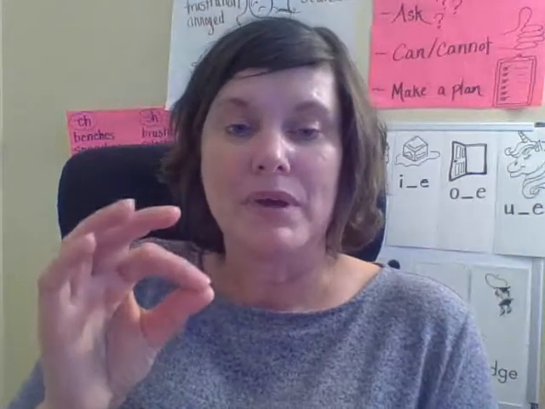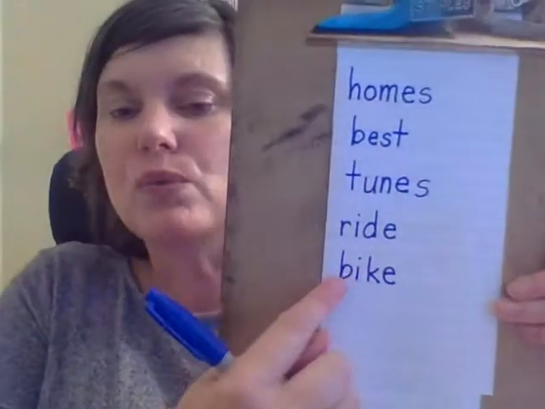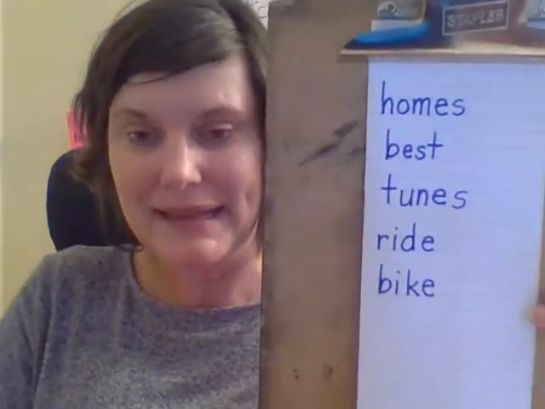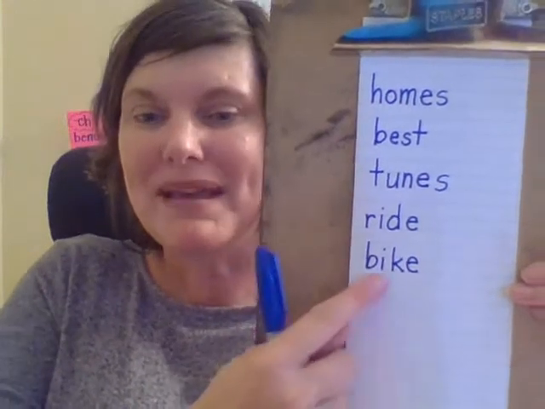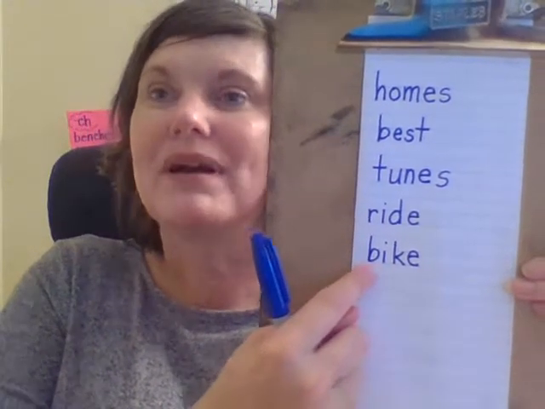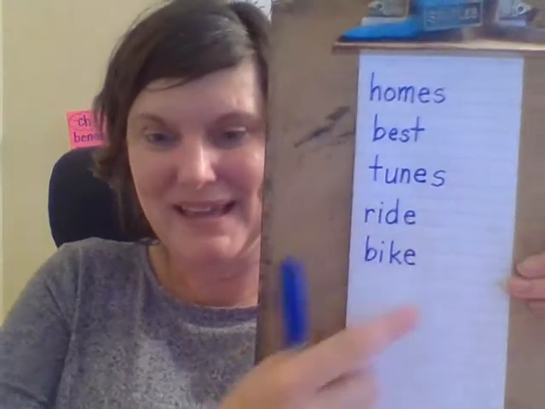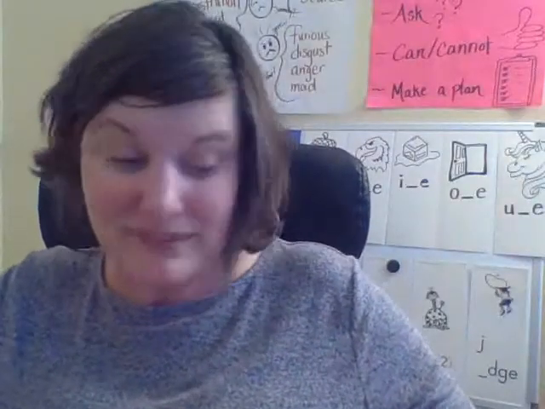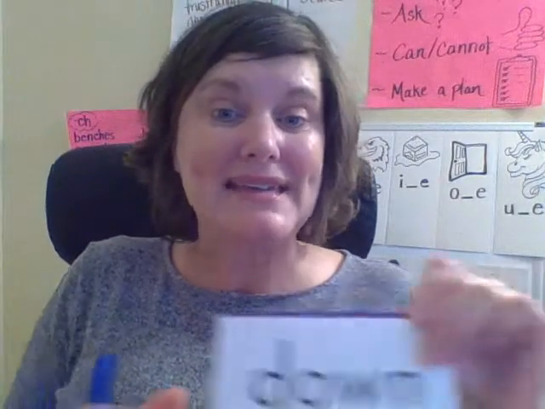Good job, guys. Okay, say bike. Sound it. B-I-K. Bike. Go ahead and spell bike. So we know this must be a silent E syllable because it's a long I sound. B-I-K-E. Bike. Good job.